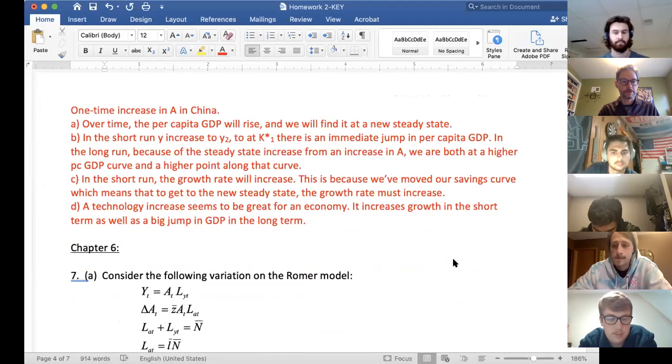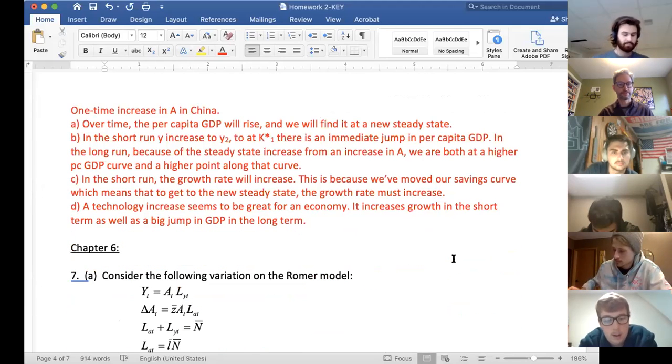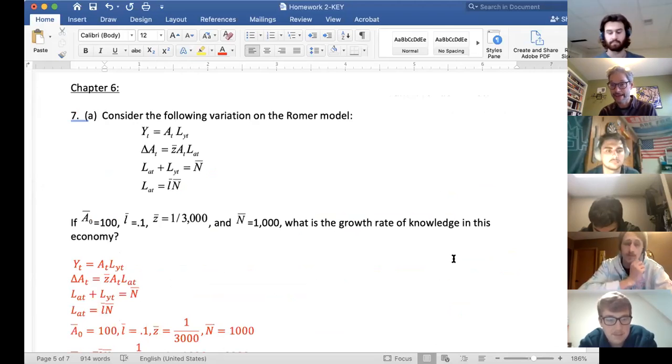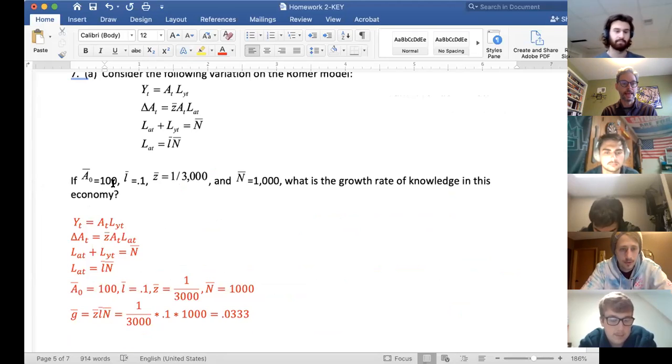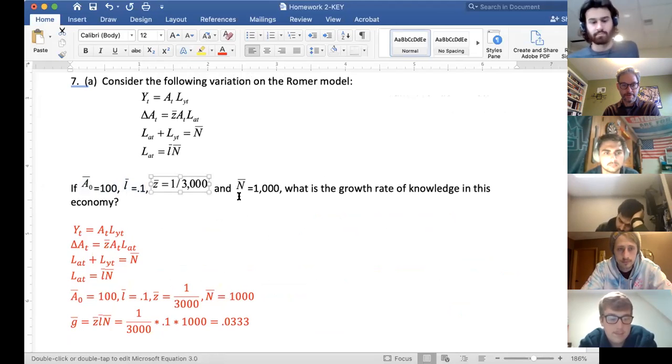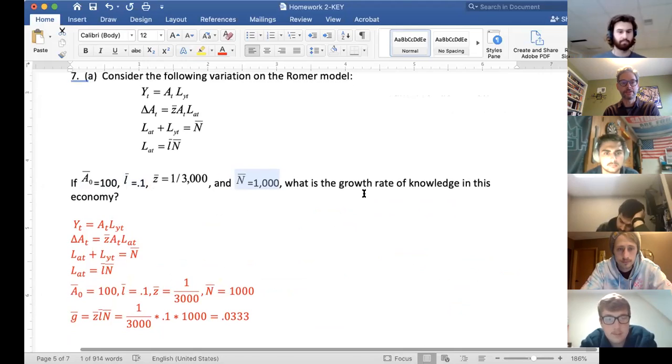Moving along slowly, here to question number 7. So here's the Romer model, very much like we did in class, but here we're just asking you to put some numbers to it. You're told that A bar in time 0 is 100, L bar is 0.1, Z bar is 1 divided by 3,000, and N bar is 1,000. What's the growth rate of knowledge in this economy?